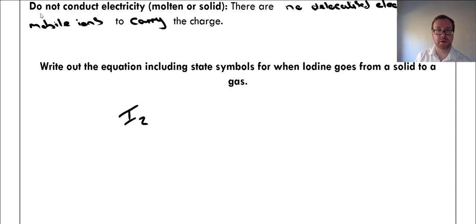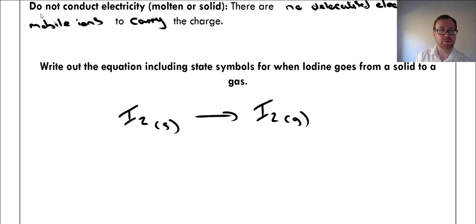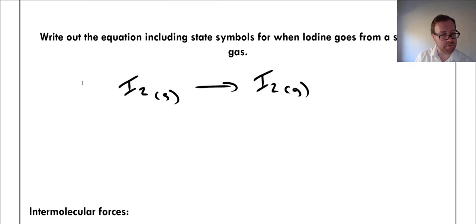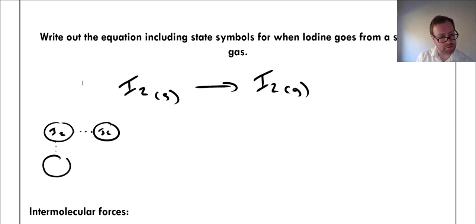So we know that iodine is I2. As a solid, if I write the state symbol, it's S. As a gas, it's also going to be I2. So all we have done is change the states. Okay, so why have I got you to do this? Well, it's because if we think about the structure of our iodine molecule here. So I have a molecule of iodine. I'm not going to draw it 3D, I'm just going to draw it like here.